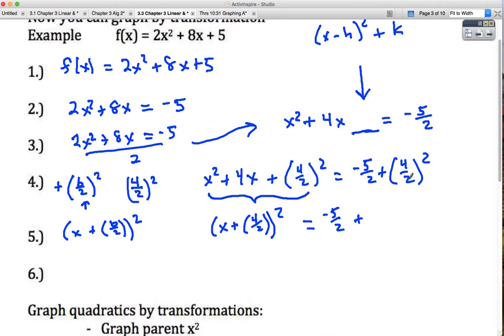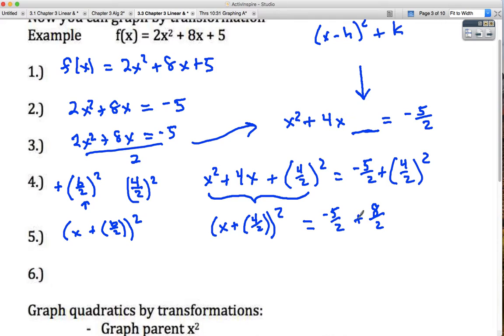Plus, well, this is 4 over 2, right? So that's 2. 2 squared is 4. But I want this with a 2 as a denominator. So how do I get 4 with a 2? Well, that would be 8 divided by 2 is 4. Now I can add these two together easily.